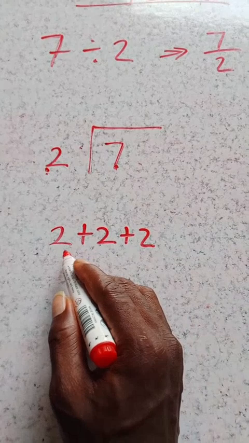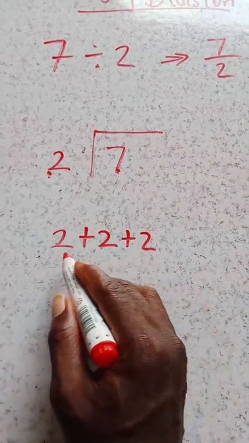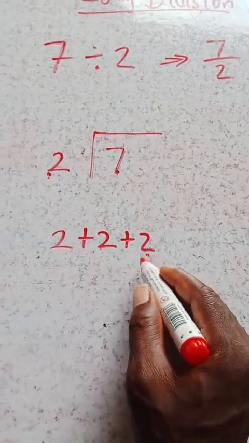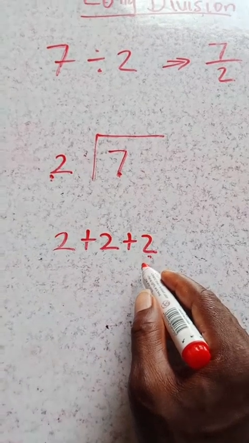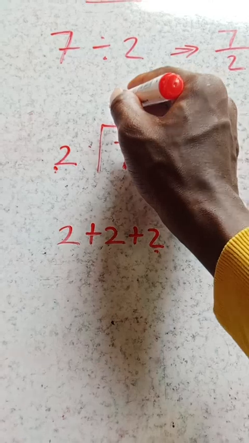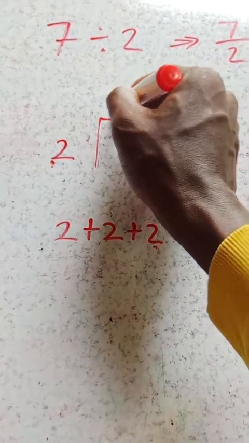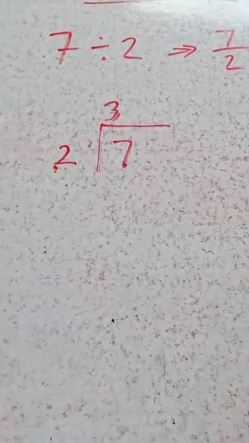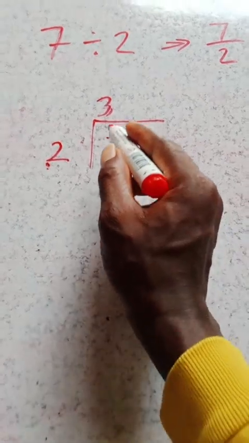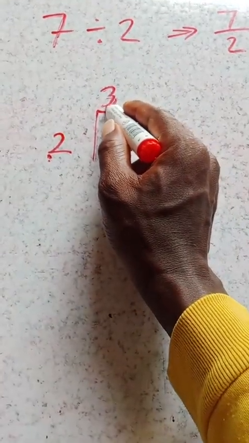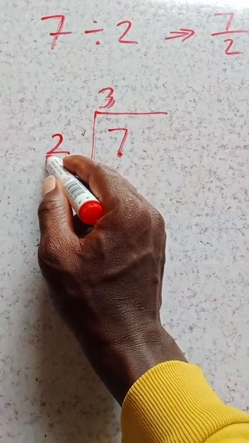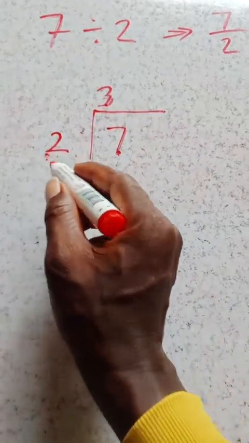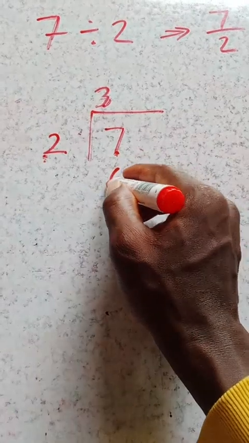So it means that 2 will appear in 7 how many times? 1, 2, 3 times. Since it is 3 times, we go up here where we are writing the answer, to write 3. After writing the 3, the next thing we'll do immediately is use the 3 to multiply the 2 outside here. So 3 times 2 is what? 6. And we're going to write 6 in the diagram.